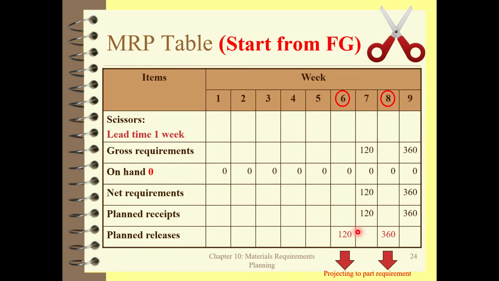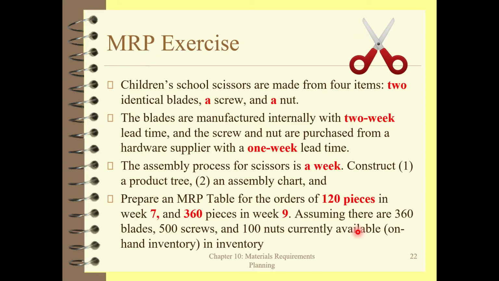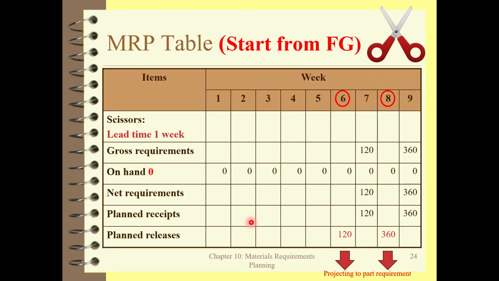Here, okay, from the question it says that we need 120 pieces of the scissor at the beginning of week 7 and 360 at the beginning of week 9. So we need to prepare this table. Week 7, week 9, right? Okay, scissor. You must start from the finished good. The table must start from the finished good.